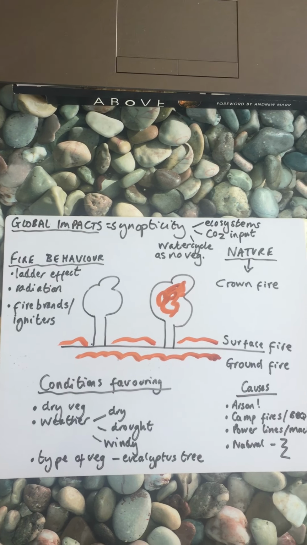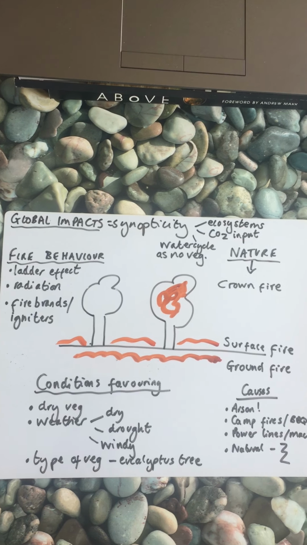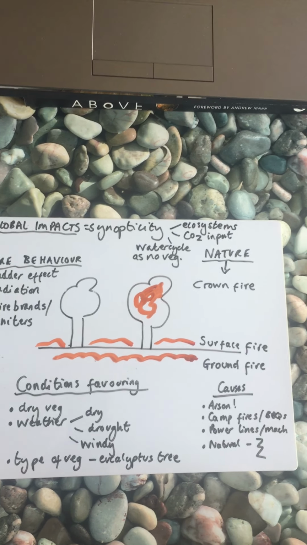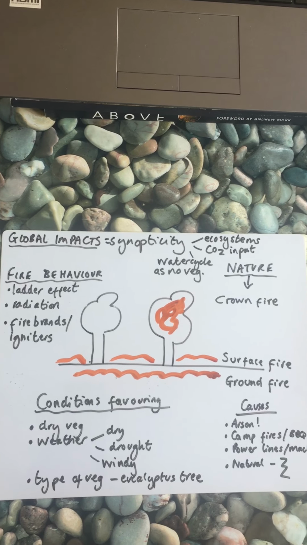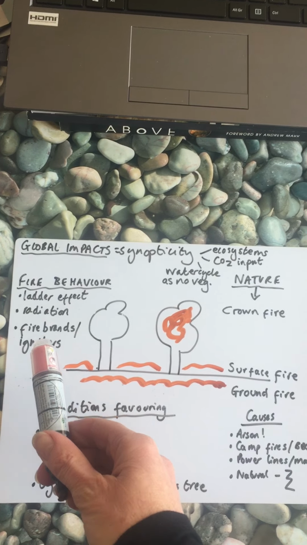And also types of vegetation. Eucalyptus trees are a particular type of vegetation that when they go up in smoke, they really, really do burn. They contain a lot of oil, as in eucalyptus oil, so they burn quite readily. So that's conditions favouring. Next thing is fire behaviour that I've written in this top left-hand corner.